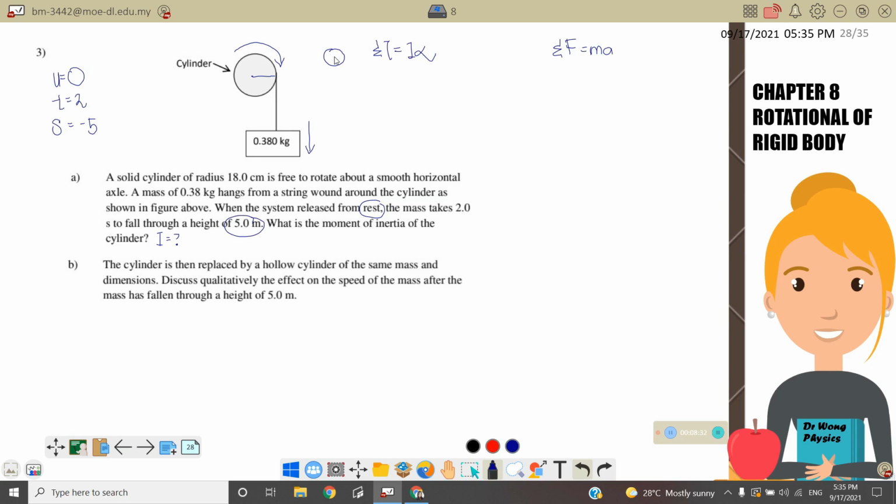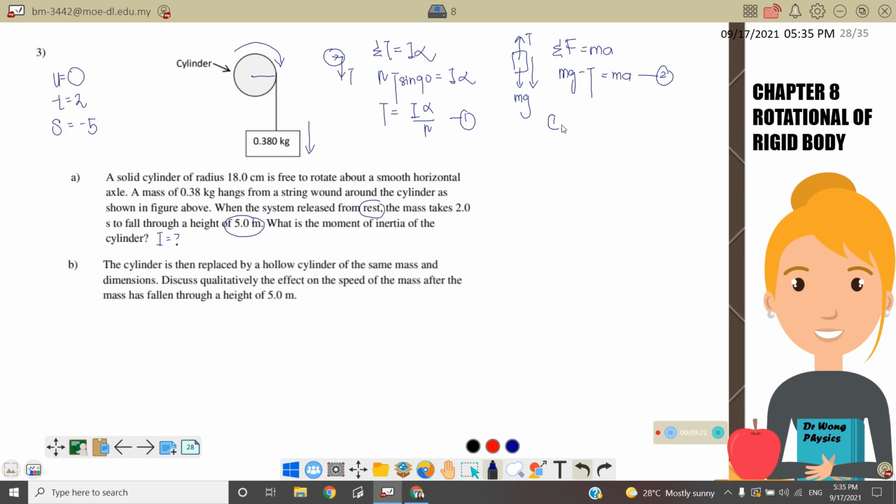For this cylinder, there is a radius and it experiences a tension T. So our torque here is equal to radius times the tension, sine 90 degrees, equals I alpha. We can write tension equals I alpha over R. So this is our first equation. For the second one, linear motion of the object, this object experiences a tension and also mg. Because the object is falling downward, the motion is downward. Therefore our net force is mg minus tension equals ma. So this is our second equation.